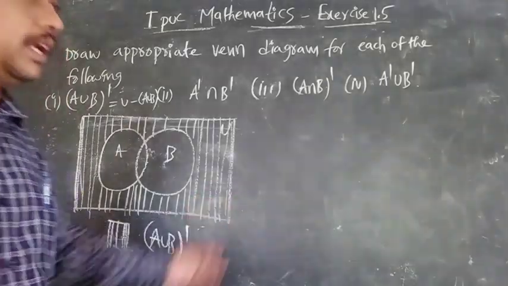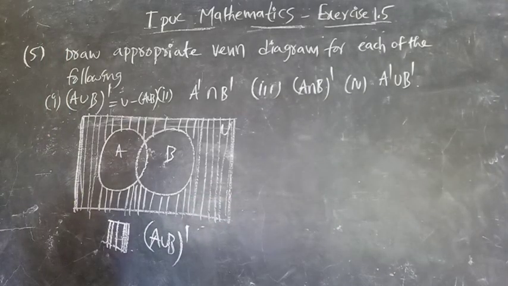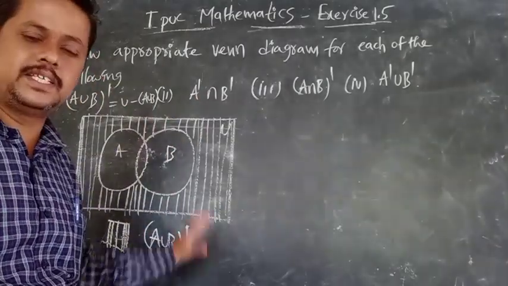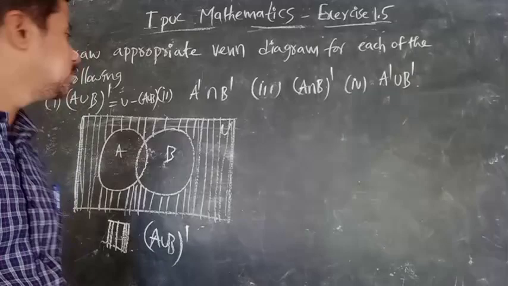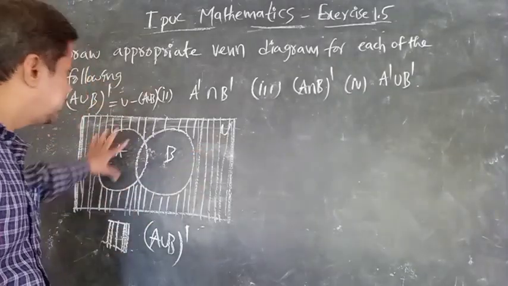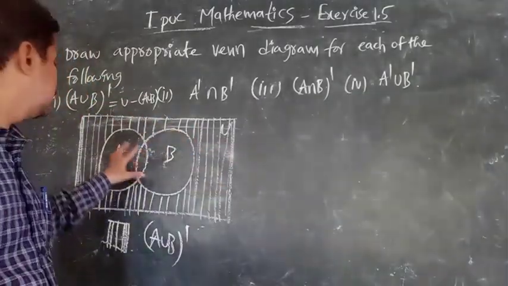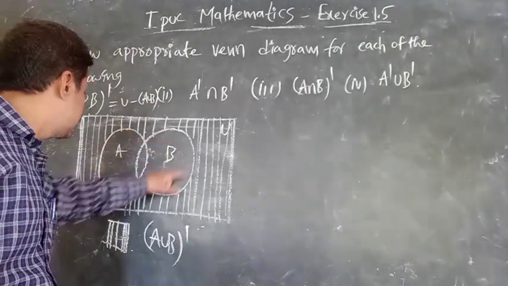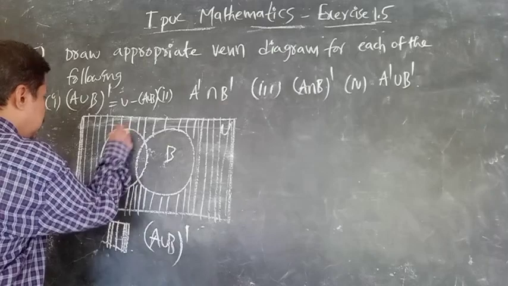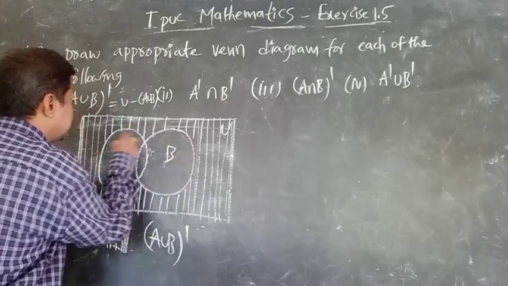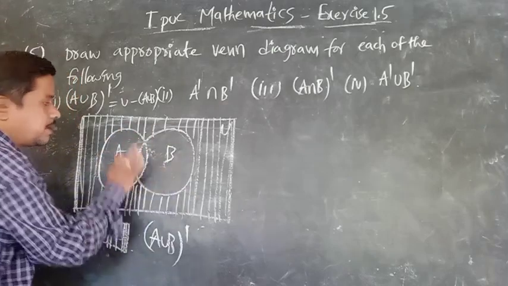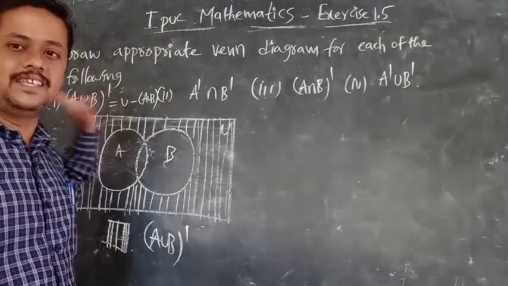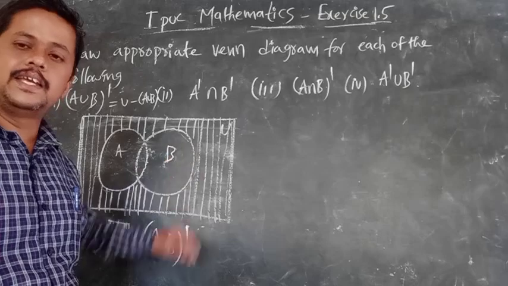Some other formulas and techniques are there to draw, but that is difficult. See, this is very easy. So understood? Inside U, we take out A union B. So we are removing A union B. See, A union B means what? This is A, this is B. This total part is called A union B. We are removing it from U. That's why this is very easy. Learn like this, it will be very easy.